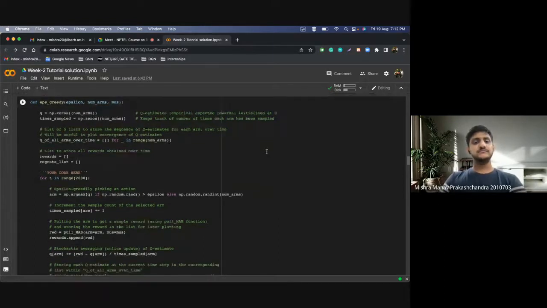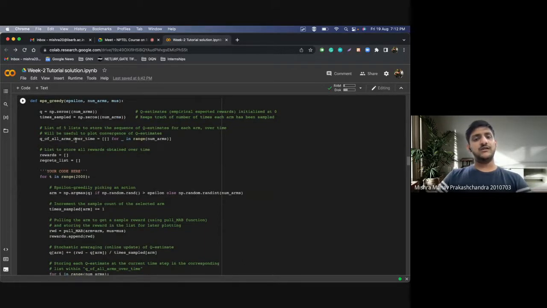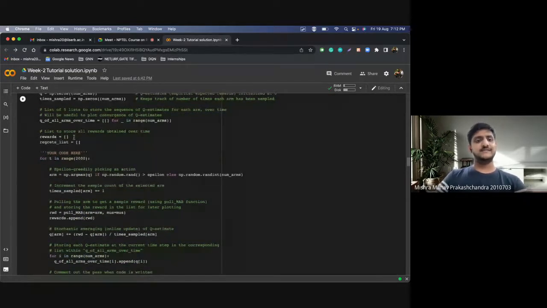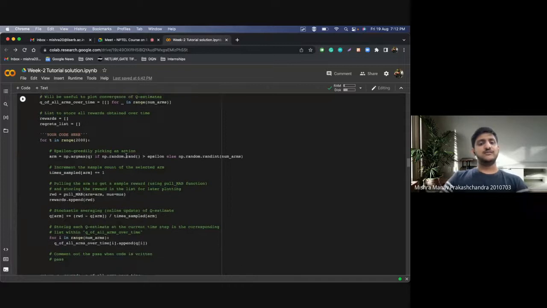Okay, so basically what you're doing is you're storing a list of 5 lists to store the sequence of the Q estimates for each arm over time. Okay, so this is the Q of all arms over time. You initialize the list of the rewards that you want to store for each corresponding arm, and the regret list. And the code goes like this.